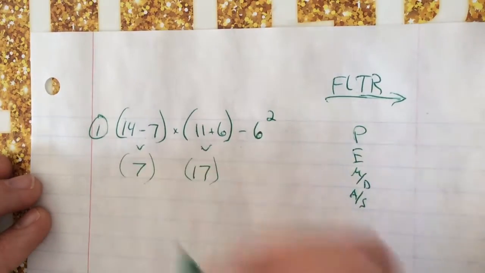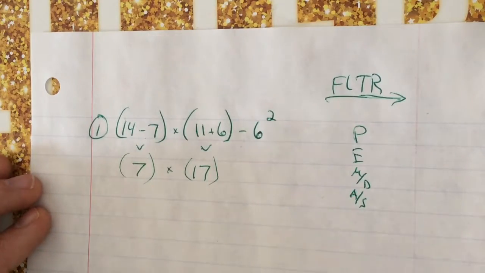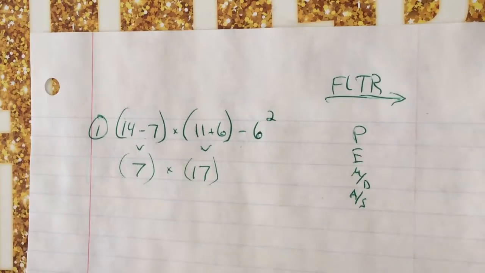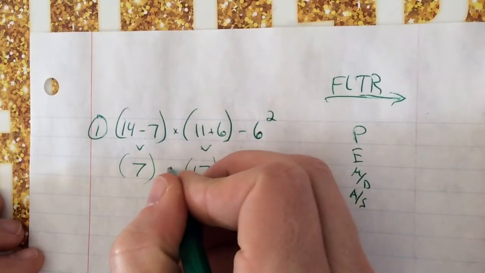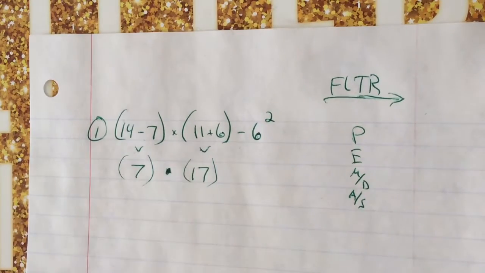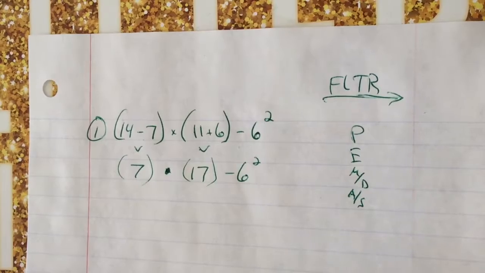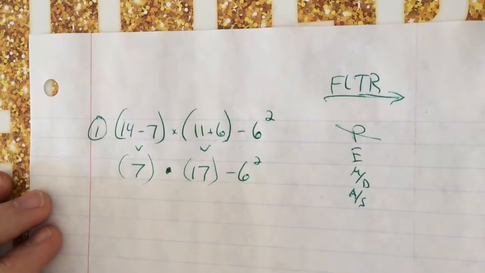Now we can choose to keep these parentheses here, but as long as we get down to one operation in the parentheses, then we can remove the parentheses. But you have to remember, if there's something else still there, you can't just make them disappear. I also like to go back to the dot for multiplication. Either one works, they both mean the same thing. And then we can do minus 6 squared. Now the parentheses are gone. Don't have to worry about that anymore.